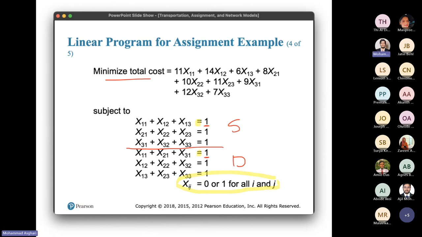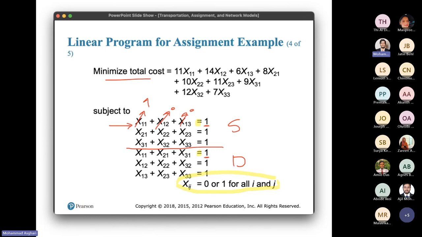What this constraint says, for example, is that person one, Adams, can be assigned to project one, or two, or project three, one of them. This decision variable can just take zero or one. And if x1 takes one, that means Adams is assigned to the first project, and these two decision variables just take zero. They cannot take one.